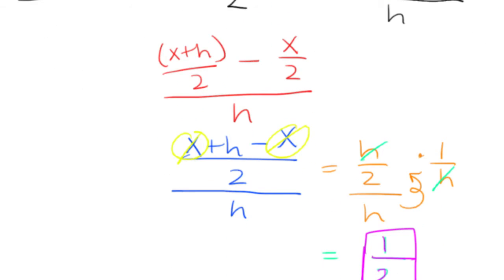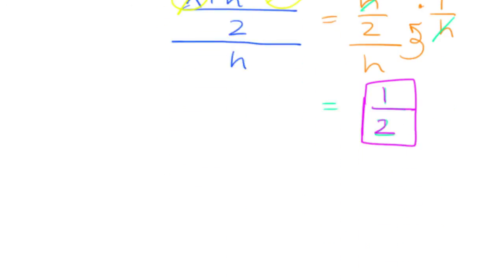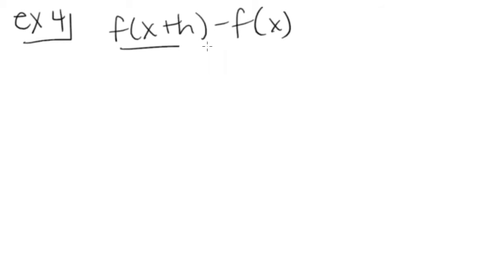We can do one more problem if you guys would like, so let's get started on that. For the final one, it's going to be a little bit more difficult, but you guys can do it. I know you can. So example number 4, let's write the difference quotient up here: f of x plus h minus f of x all over h. And for this example, let's say f of x is 2x squared minus 4x plus 3.